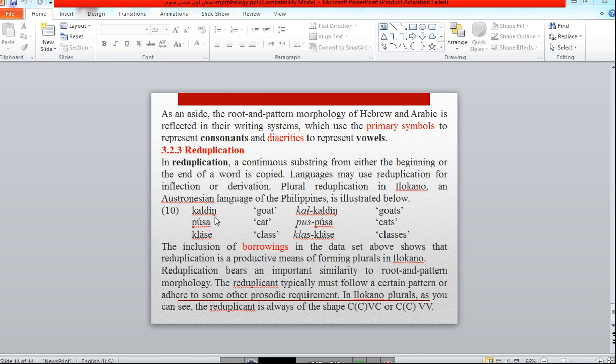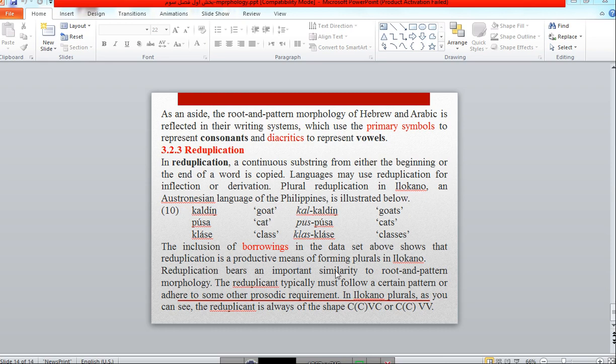For example, we have calding. As you see here, we copied some part of the word and put it in the first part of the word. Pusa, for example, means cat, and pusa reduplicated means cats. You see here, we call it reduplication. So the inclusion of borrowings in the data set above shows that reduplication is a productive means of forming plurals in this language, Ilocano.